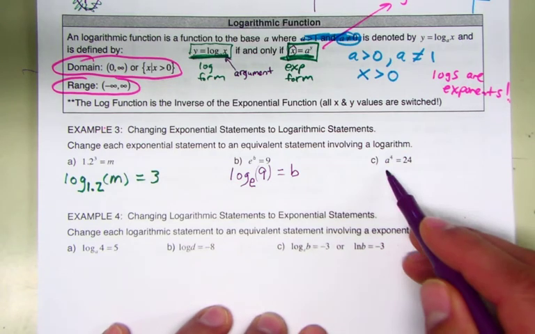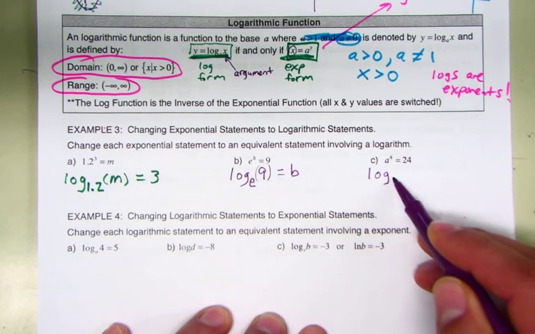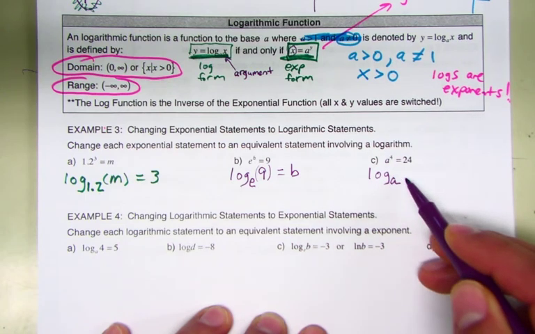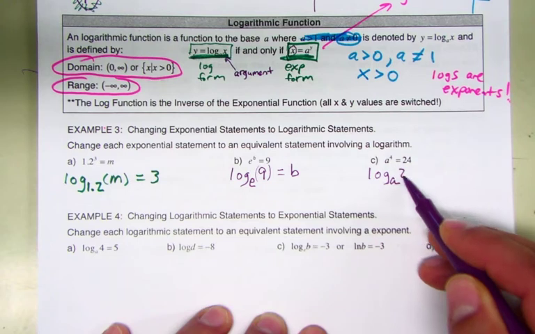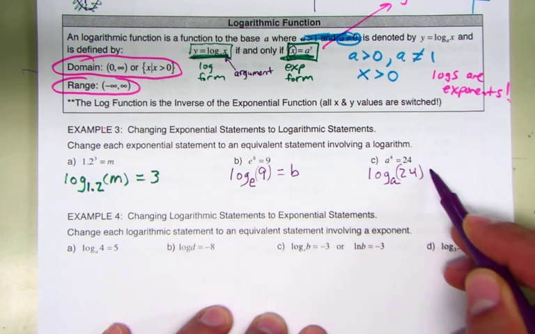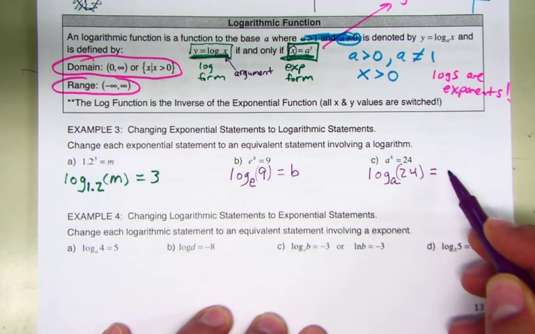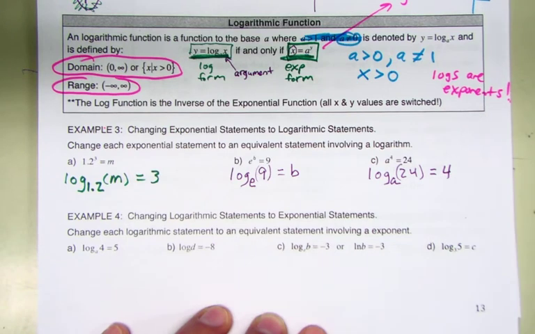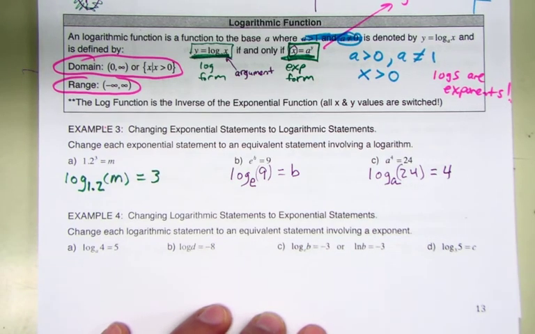Jordy, what about this one over here? Log base a, which is 24, and then equals 4. Yeah. Very good. Makes sense?